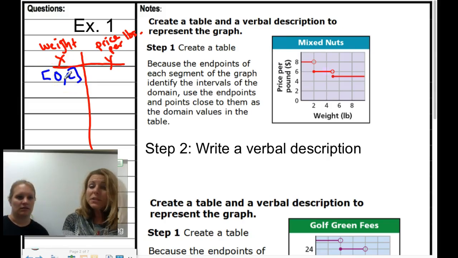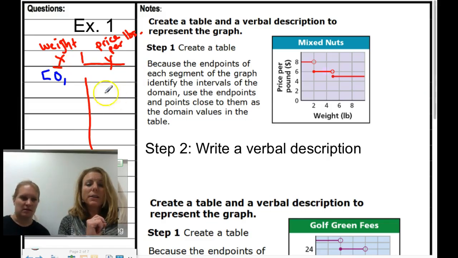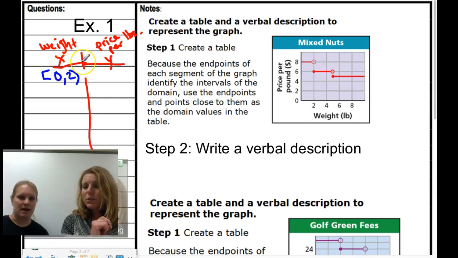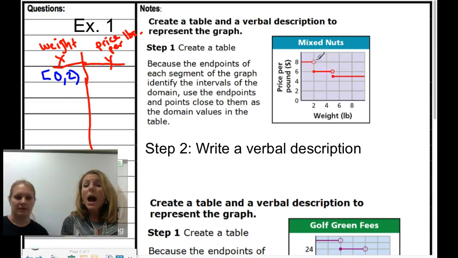The reason for the parenthesis on the 2 is because there is an open circle, and I'll have Miss Boyd point to it when she is done here to make sure you understand. Will you point to the open circle on the 2 for them so they know what we're referring to? Yes, correct. So how much does it cost per pound for a weight from 0 to 2? 8. That is our Y.